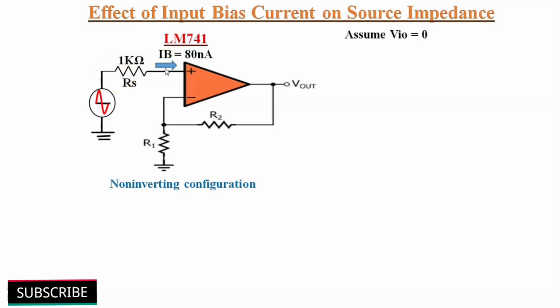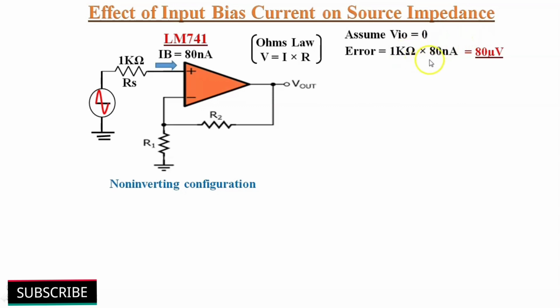Then the offset voltage across this 1 kilo ohm resistor, according to Ohm's law, V is equal to I into R. 1 kilo ohm into 80 nanoamperes is equal to 80 microvolts error, or input offset voltage, going into the non-inverting terminal. This error is very small, but in precision applications, this small input offset voltage becomes a real problem because this error will get multiplied with gain and causes a real problem.